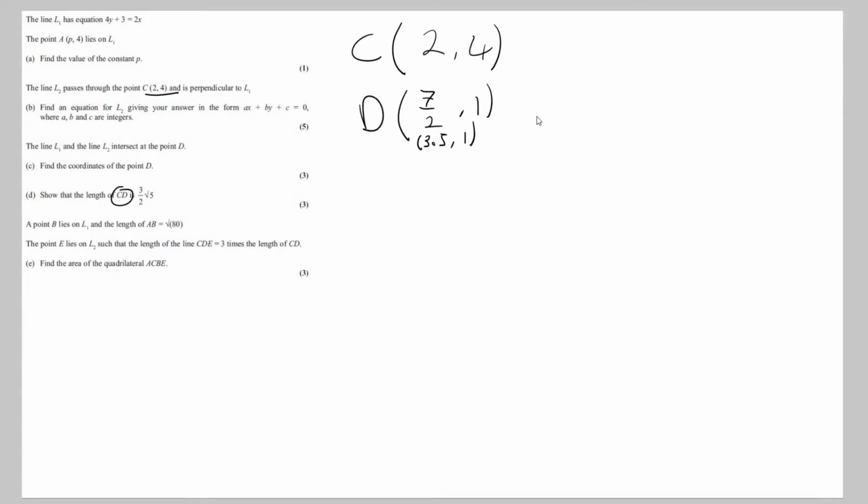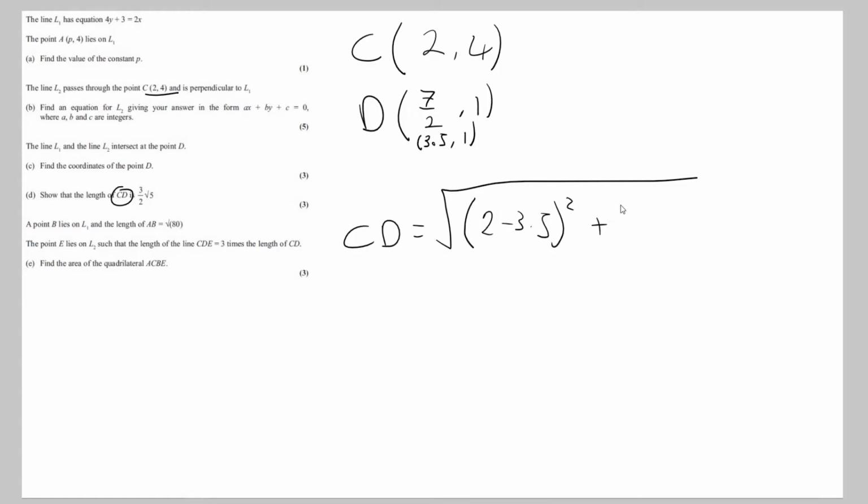I'm actually just going to write 3.5 because it might be a bit easier to work with decimals in this case. And to find the length of a line, we take the square root and we find the differences between each x and y. So just like Pythagoras' theorem, it actually just is Pythagoras' theorem. So I'm going to start with C. Doesn't matter because they're getting squared. So 2 take away 3.5 squared plus 4 take away 1 squared.